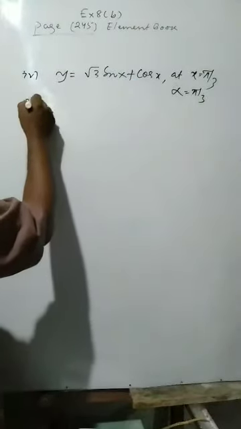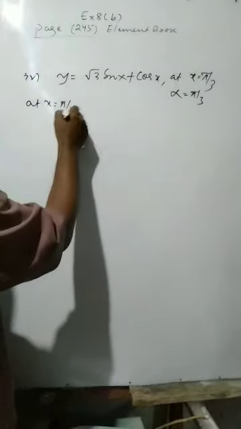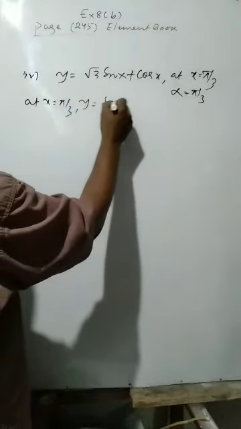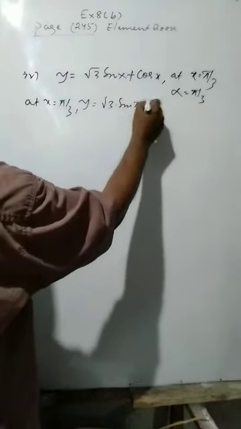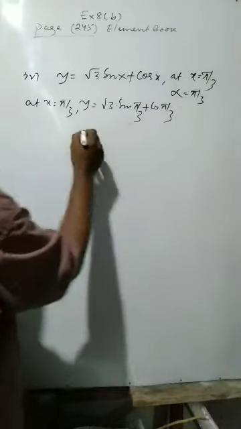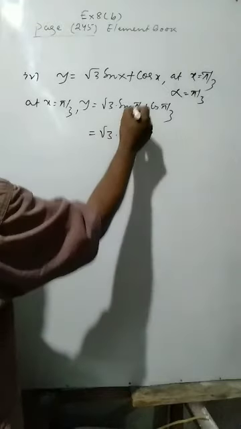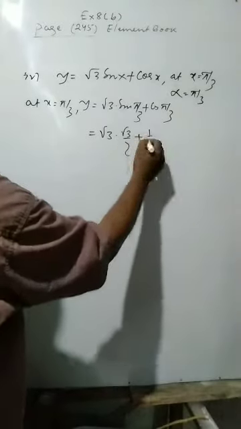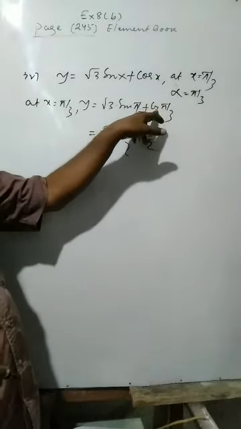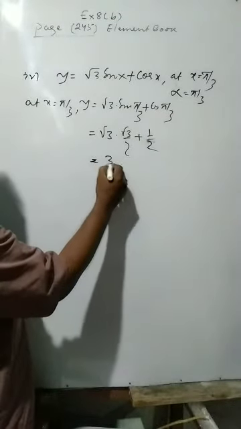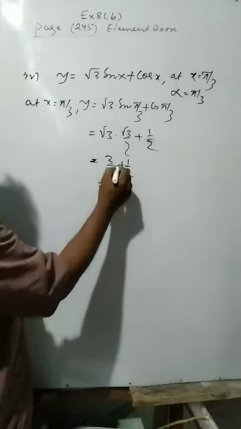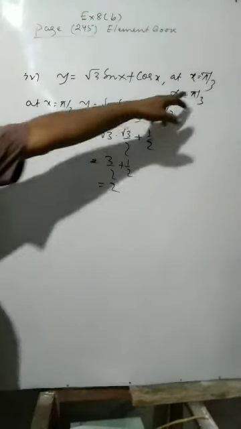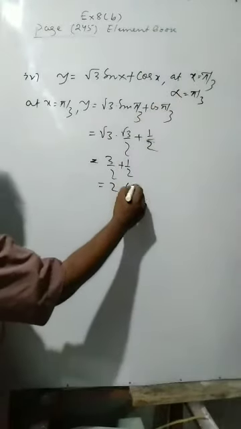When you put the value of x, you will get y. So at x equal to pi by 3, y equals root 3 sin pi by 3 plus cos pi by 3. Here root 3 sin pi by 3 equals root 3 by 2 times root 3, plus cos pi by 3 equals 1 by 2. Pi by 3 means 180 by 3 equals 60, and cos 60 equals 1 by 2. Multiplying, we get 3 by 2 plus 1 by 2, that is 4 by 2, which equals 2. So y equals 2, and you consider this as beta.